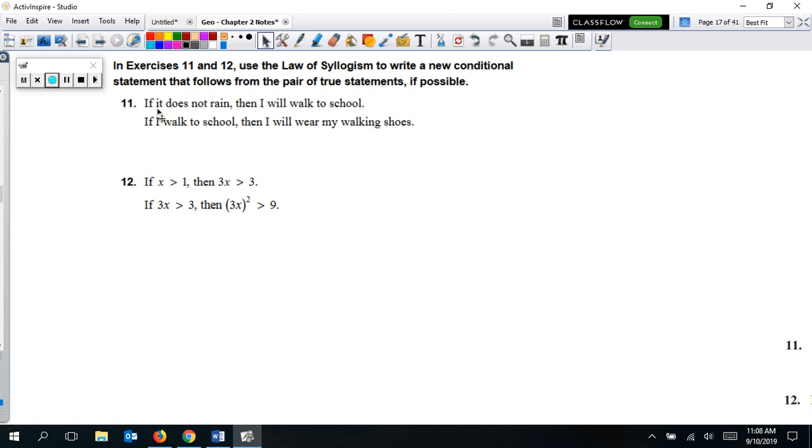It says, if it does not rain, then I will walk to school. If I walk to school, then I will wear my walking shoes. So basically what we can conclude from this, if this is true and this is true, then if it doesn't rain, then I'm going to wear my walking shoes. That's what we can conclude. It says, use this law of syllogism to write a new conditional statement, a third conditional statement, because these are all conditional if-then statements. We can write a third one: if it does not rain, then I will wear my walking shoes. That's basically what they're doing there for number 11.